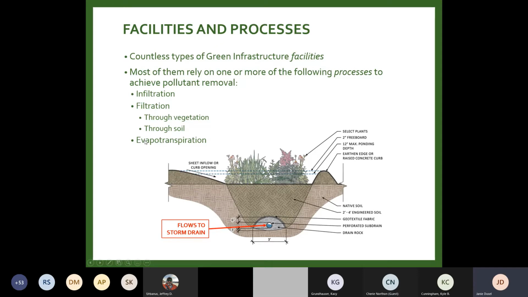You will also have a little bit of evapotranspiration in this facility. So evapotranspiration is just plant uptake. These plants have roots that extend down into the soil, and they're going to use the water for their own biological processes. So most of the green infrastructure facilities you see are going to be using one of these 3 processes. There are, like I said, a few others, but these are the main ones.